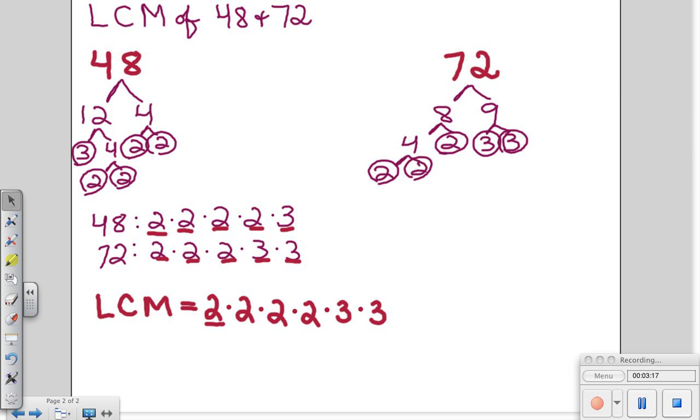So all together we're multiplying 2 times 2 times 2 times 2 times 3 times 3, and that will give you 144 as your least common multiple for 48 and 72.